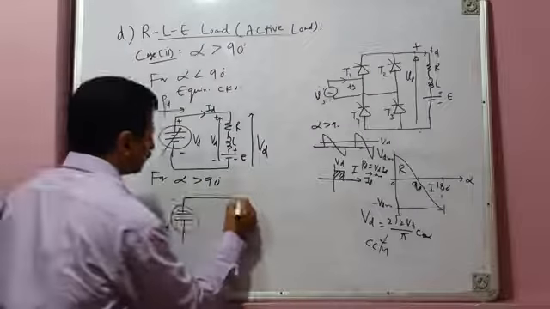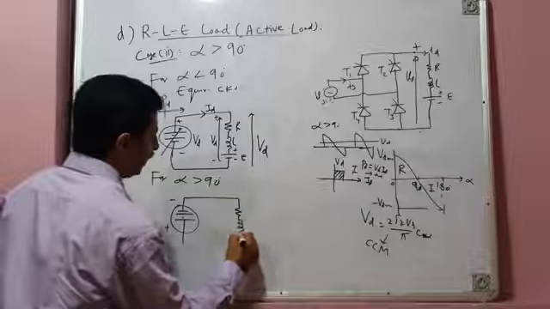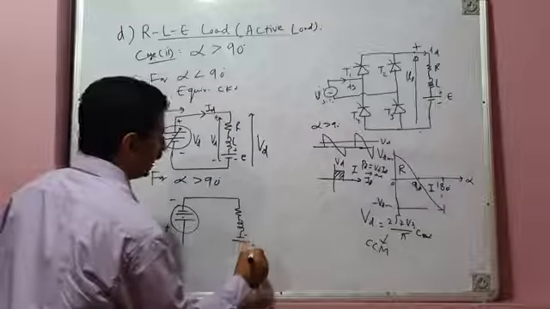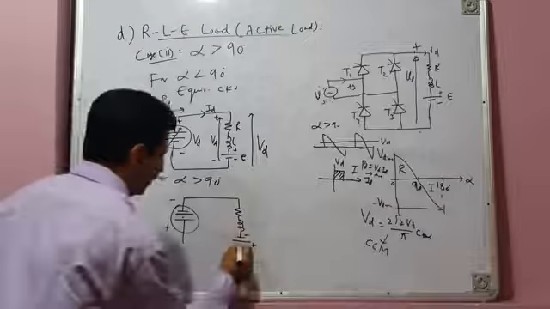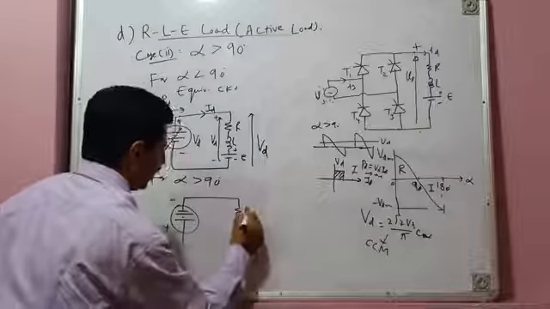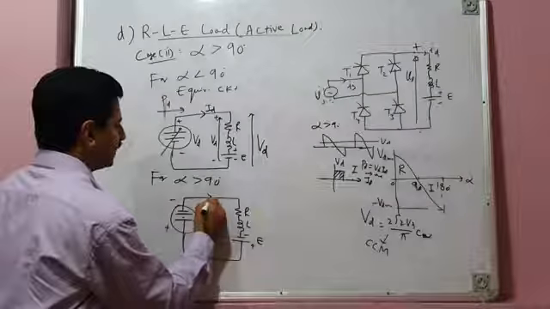And your load should now be connected like this. The polarity of the load you also have to change. You have to change the polarity of the load EMF also. So this is E, this is R, L, and this is E. Current will flow in the same direction.